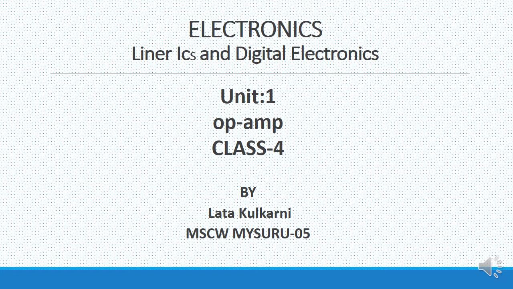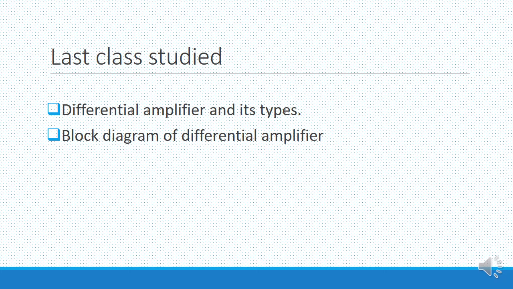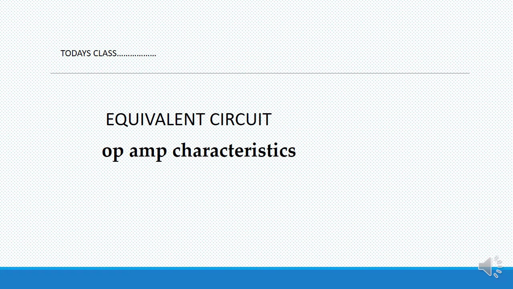So this is your first unit, that is linear ICs. This is your fourth class on the operational amplifier. Last class, what did you study? In the last class you studied the differential amplifier, its types, and the block diagram of the differential amplifier. Today's class you are going to study the equivalent circuit of the operational amplifier and the op-amp characteristics.